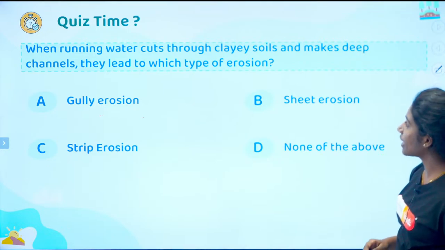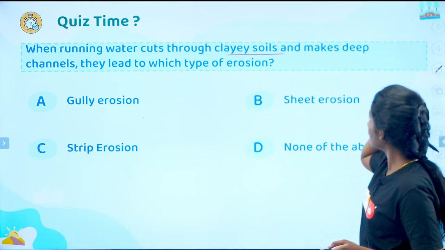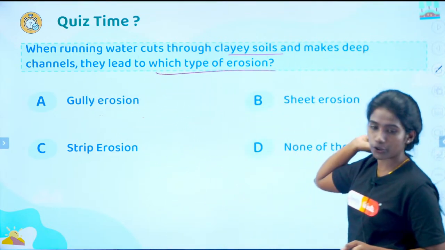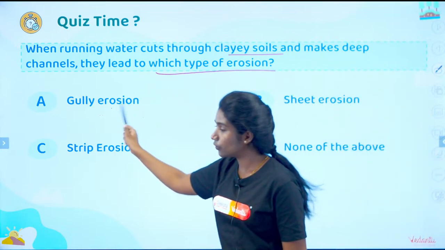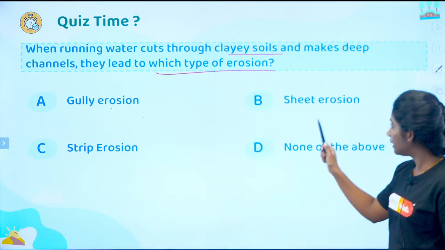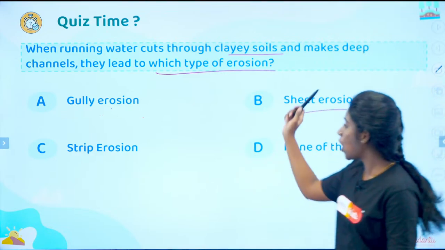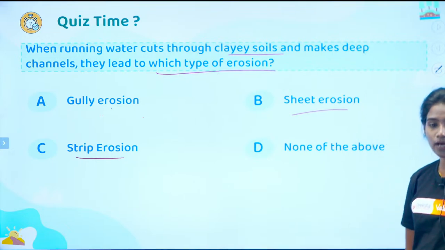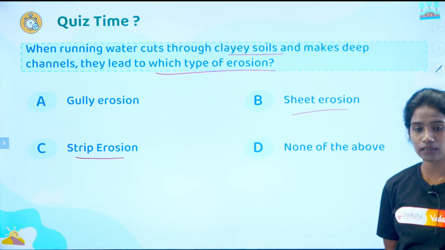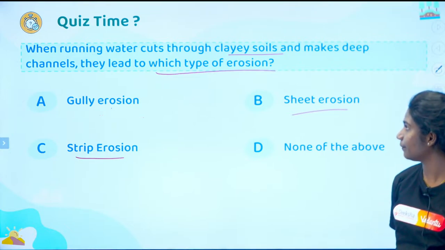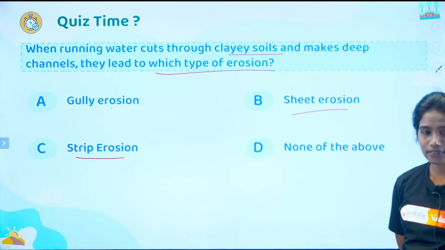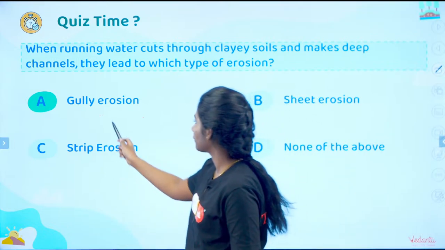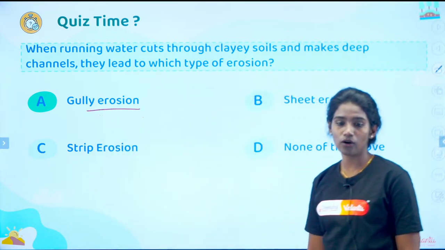Fine. Next question. When running water cuts through clay soils and makes deep canals, they lead to which type of erosion? Option A says gully erosion. Option B says sheet erosion. Option C says strip erosion. And option D says none of the above. So, which one is the right answer? Yash says option B. Is it option B? It is option A. It is gully erosion, not sheet erosion.